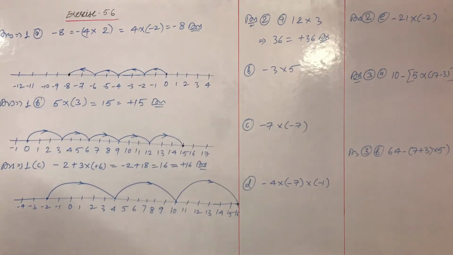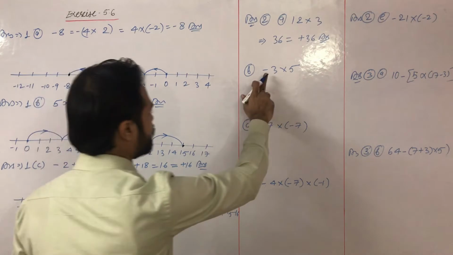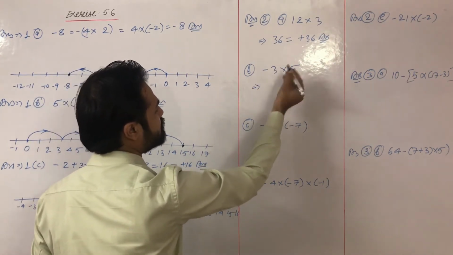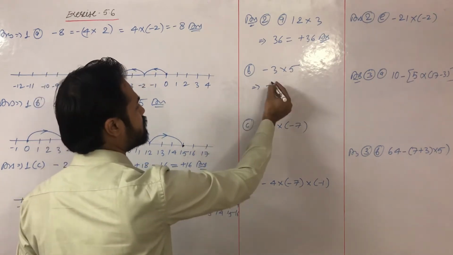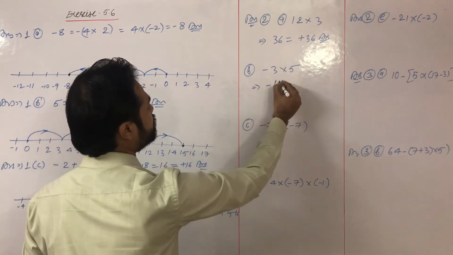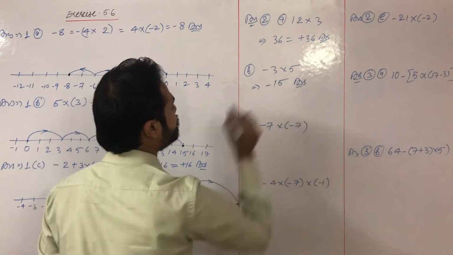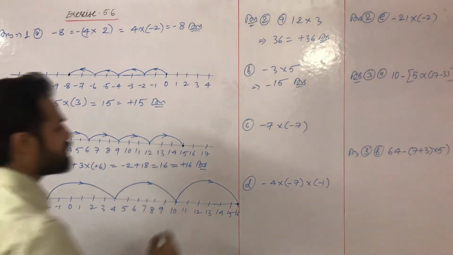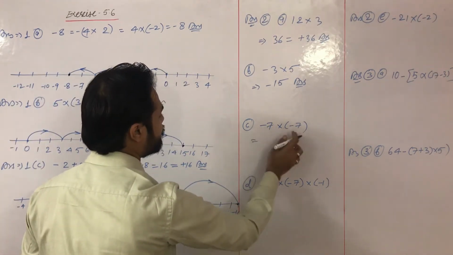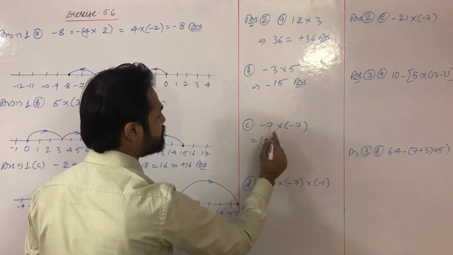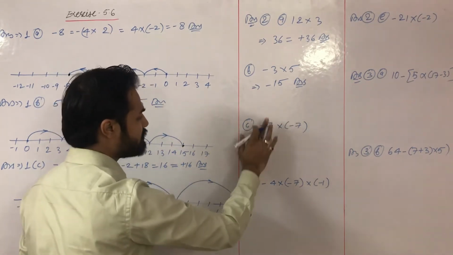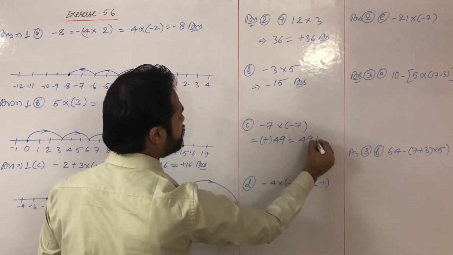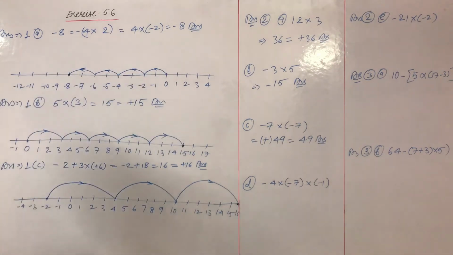Then next, minus 3 into 5. First integer negative, second integer positive, and we know that multiplication of negative and positive is always negative. So the sign will be negative. 3 into 5 is 15. So minus 15 is the answer. Then next, minus 7 into minus 7. Both integers are negative. So minus minus is plus. Multiplication of negative integer and negative integer is always positive. And 7 into 7, 49. Or we can write 49 is the answer.